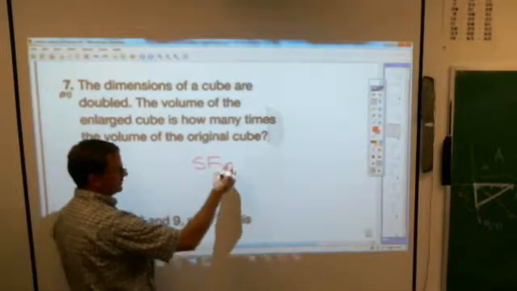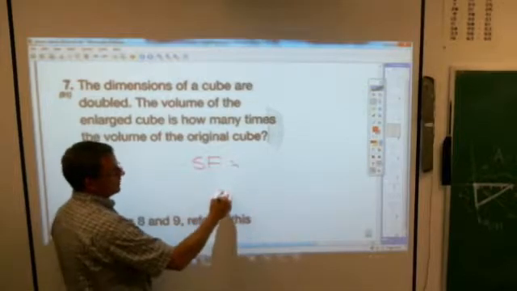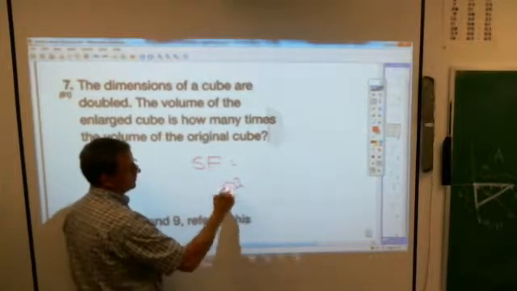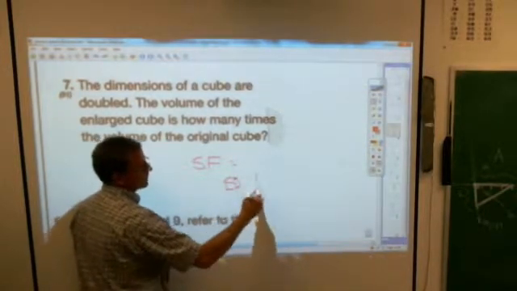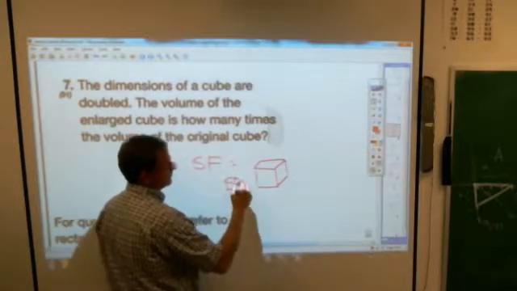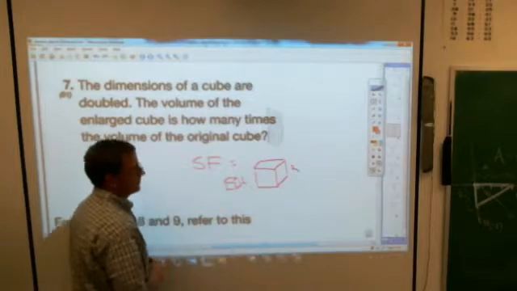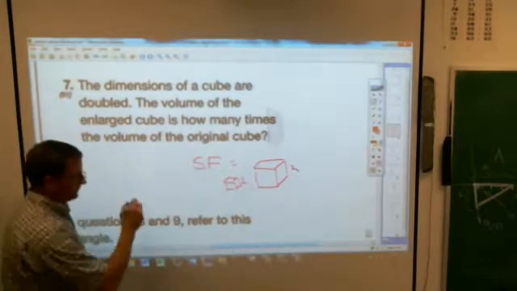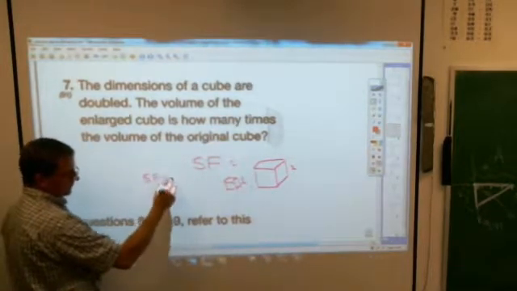What is my scale factor? What am I doing to the small cube to get the big cube? Times 2. So if this is 1, this is 2. So my scale factor is what? 2, right?